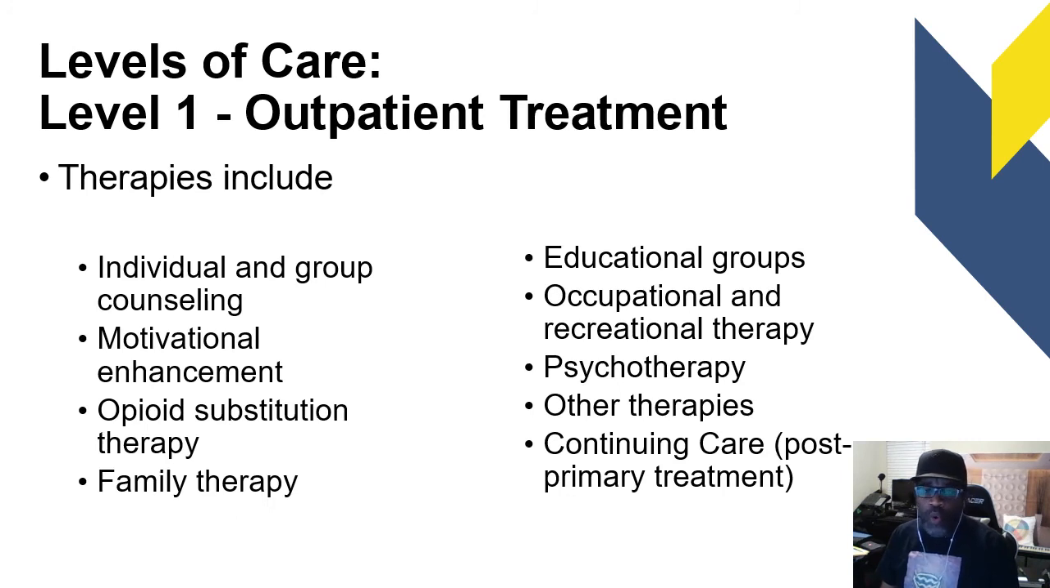Levels of care. Level 1, outpatient treatment. Therapies include individual and group counseling, motivational enhancement, opioid substitution therapy, family therapy, educational groups, occupational and recreational therapy, psychotherapy, other therapies, and continuing care, post-primary treatment.